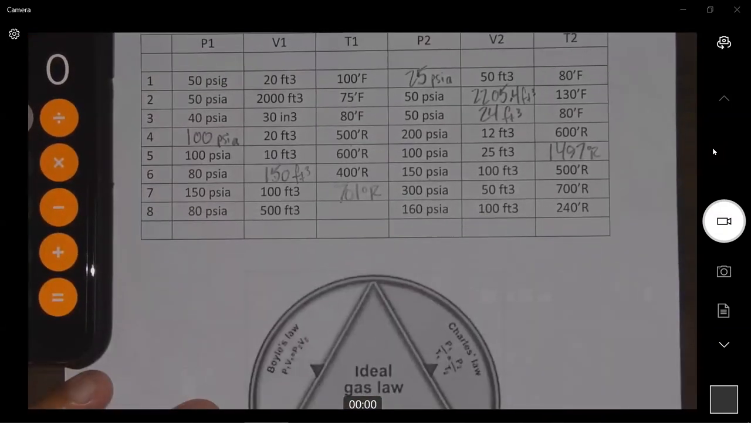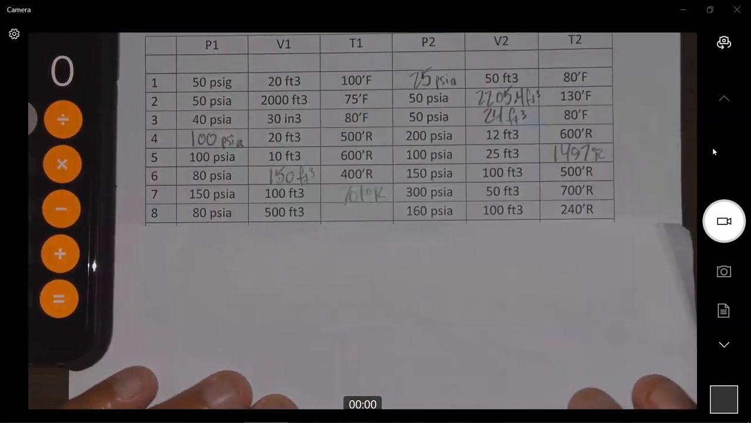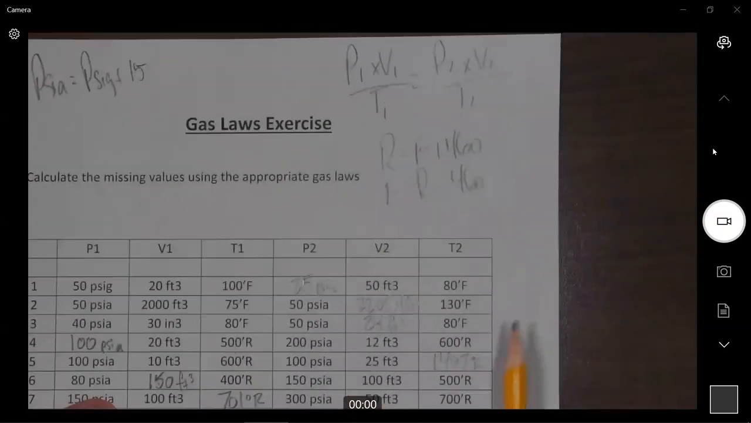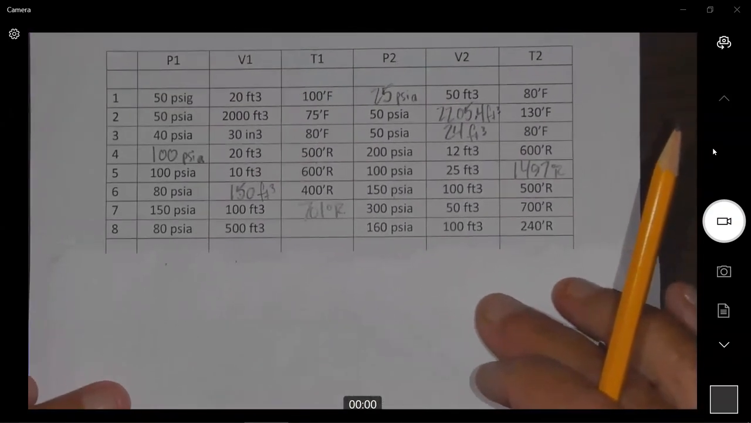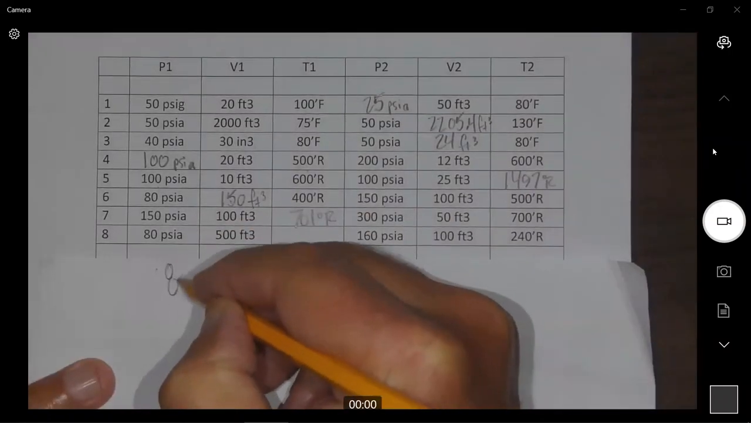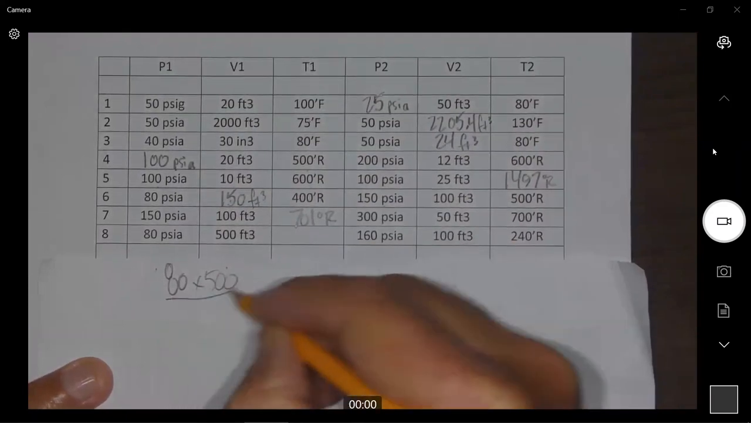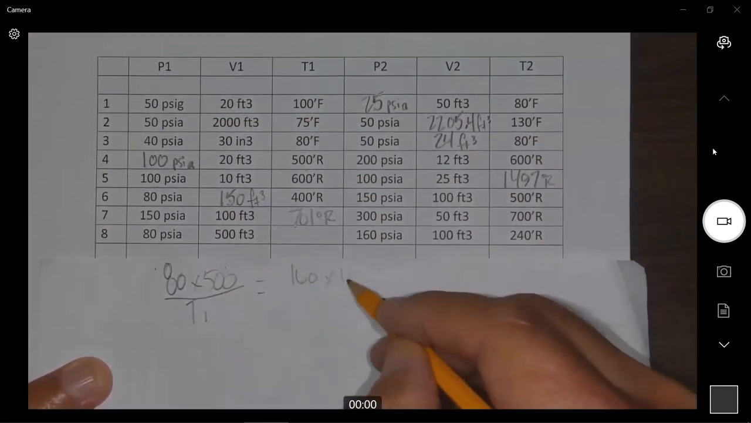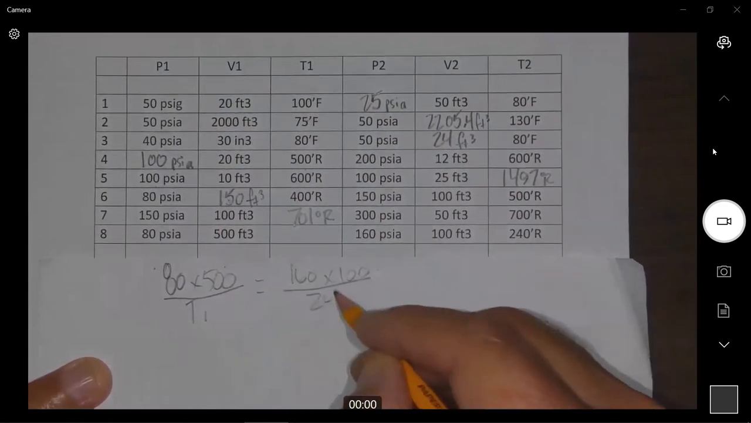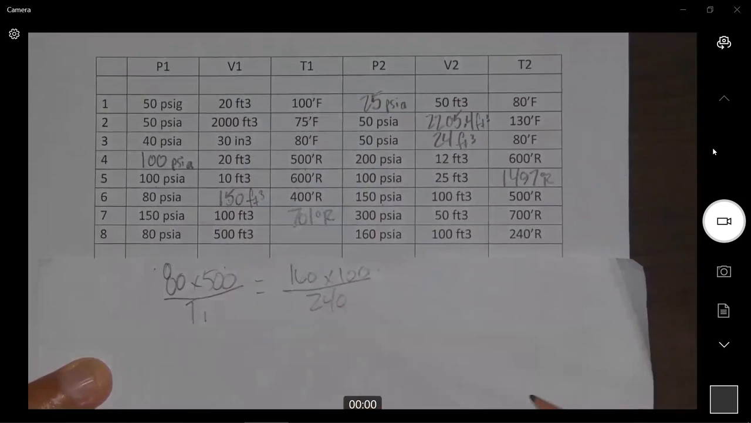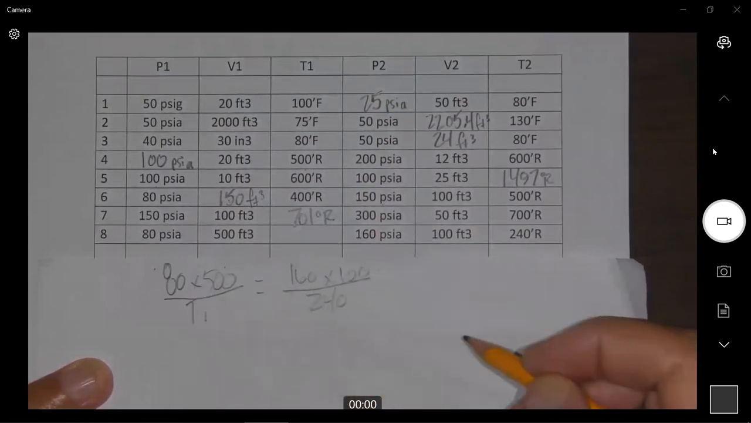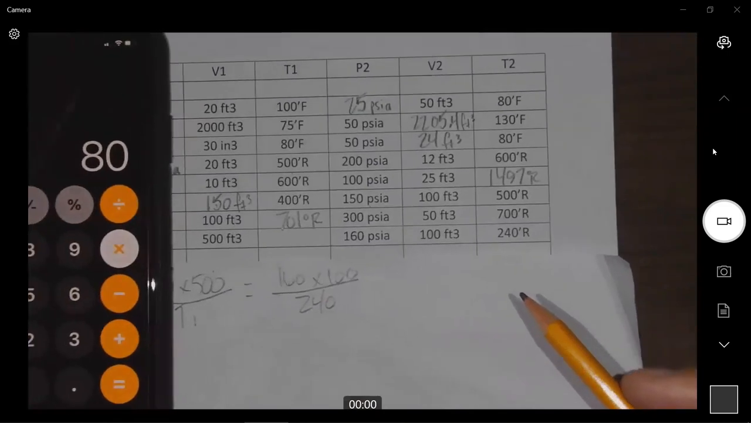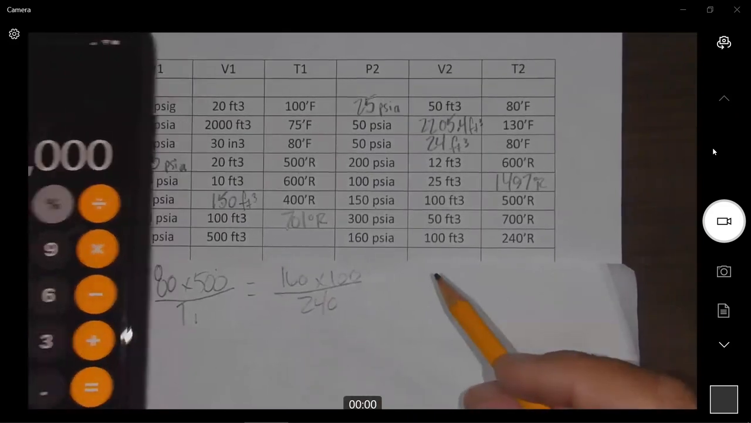And last, we're going to get down to the last one there. Right. Good. No changes to make to any of the values. Okay. I'm going to put them in the formula. P1, V1, T1, P2, V2, T2. So 80 times 500 over, I don't have that value, T1, equals 160 times 100 over 240. Solving. So I can go a little bit further here. 80 times 500 is, what's that, 40,000? I believe 80 times 500 is 40,000.